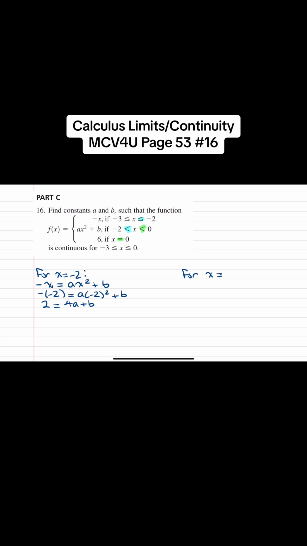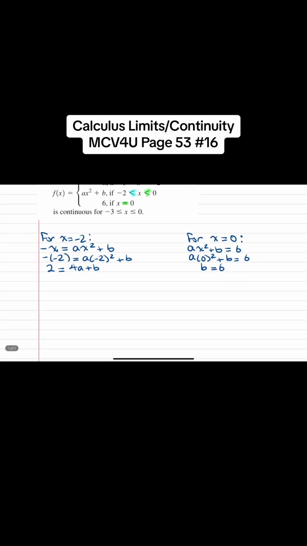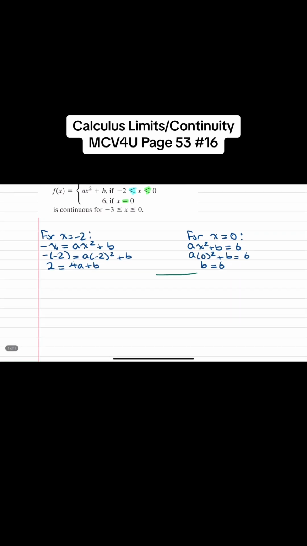Now we can move on to when x is equal to 0. So for x is equal to 0, we will set ax squared plus b equal to 6. Now we will plug in 0 everywhere we see an x. So a times 0 squared plus b is equal to 6. The first term will just cancel out, leaving us with b is equal to 6. We can now take this b is equal to 6 and plug it back into the first equation.